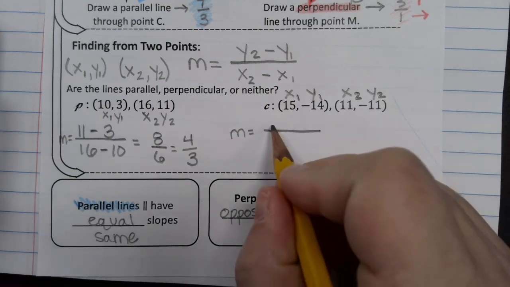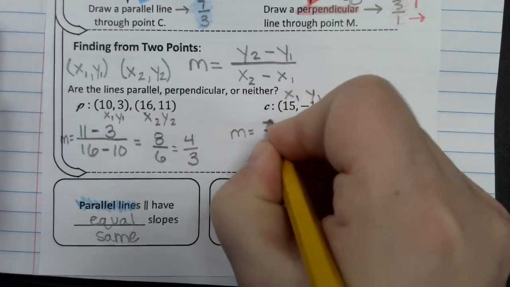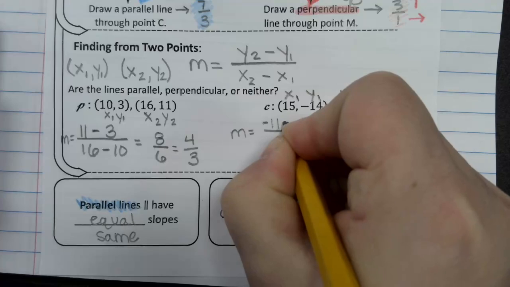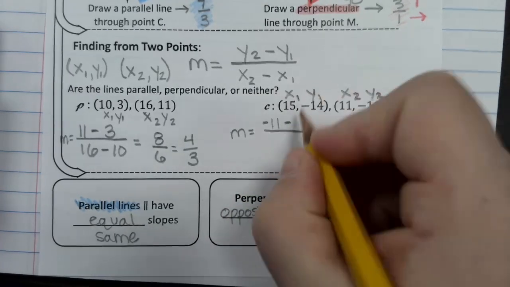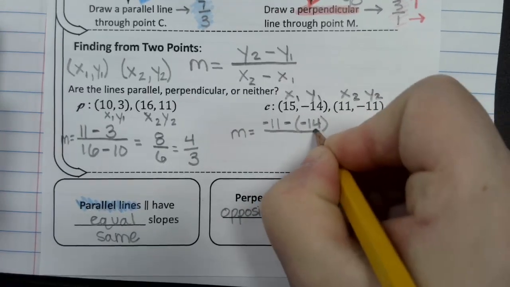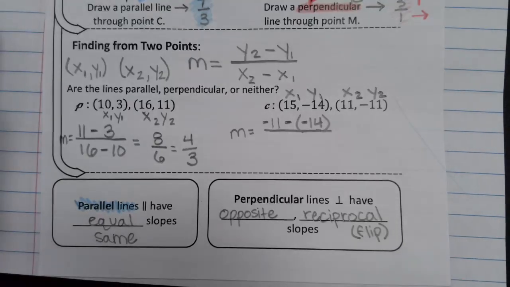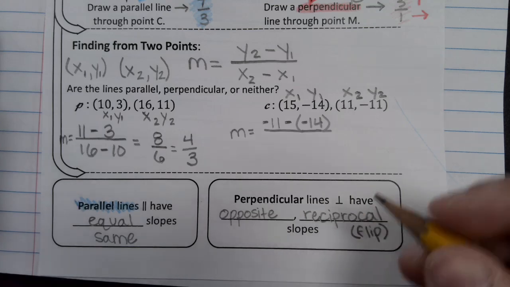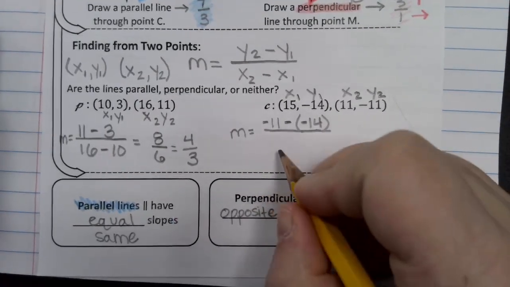Alright, so we start with y2, negative 11, minus our y1, which we have a negative 14. So I'm going to throw that in parentheses. That way it's just making sure that minus and that negative stay separate. Otherwise, sometimes it's like, oh, did my pencil just skip over a line? Was it supposed to be one big minus sign? Is it minus a negative? I don't know. All right, and then on the bottom, is it going to be 15 minus 11 or 11 minus 15?